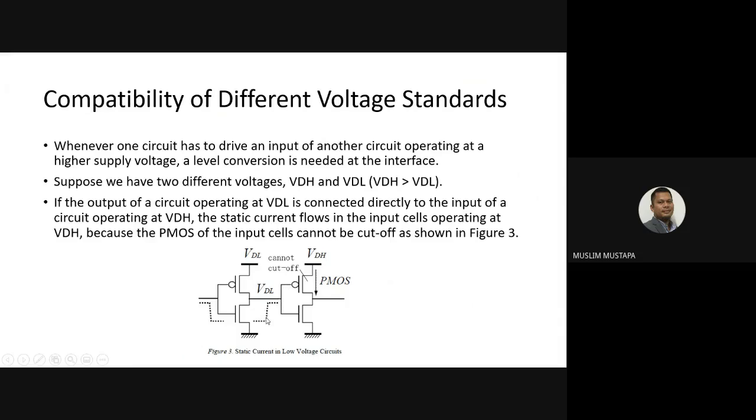There will be a static current flowing from this to the input cells of the VDH. This is the leakage that we want to get rid of, right? We cannot just cut off the connection because it has to be connected, as you can see in figure 3.